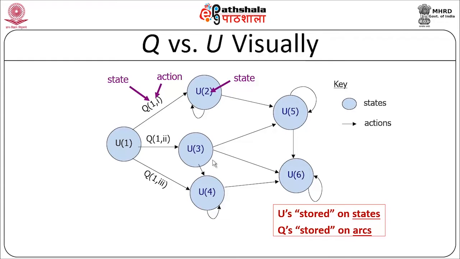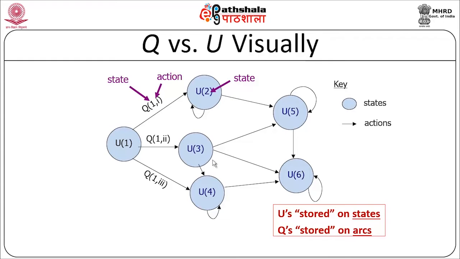So, that is the utility, while Q is stored on the arcs and it has to do with the state and the action. So, from U1, the state 1, you can have Q1, I, that is the action is called I, or 1 small one. So, from state 1 you can take action 1 and reach 2, or you can take action 2 and reach 3, or action 3 and reach 4.